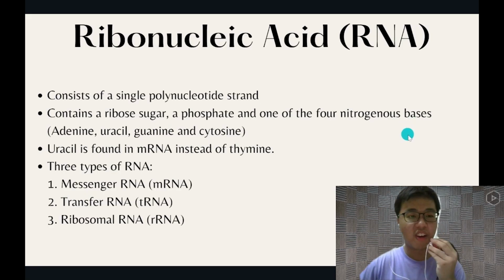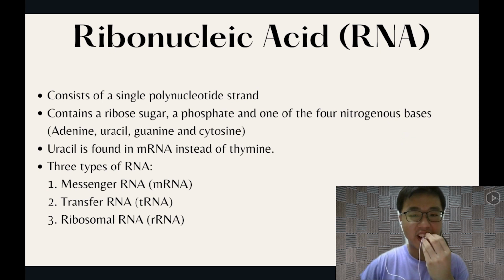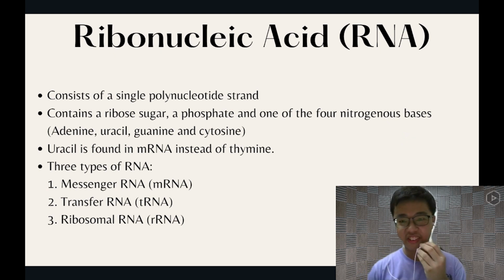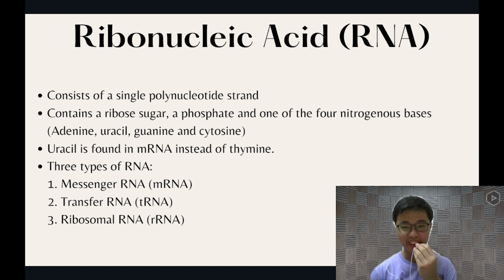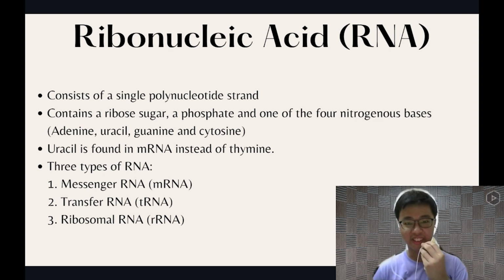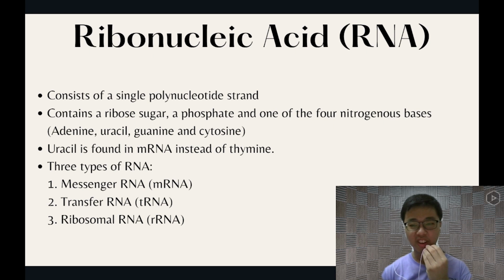Okay, now I'll talk about ribonucleic acid, which is RNA. It consists of a single polynucleotide, which is composed of a ribose sugar, phosphate, and one of the 4 nitrogenous bases, which are adenine, uracil, guanine, and cytosine. Uracil is found in RNA instead of thymine. There are 3 types of RNA: messenger RNA, transfer RNA, and ribosomal RNA.